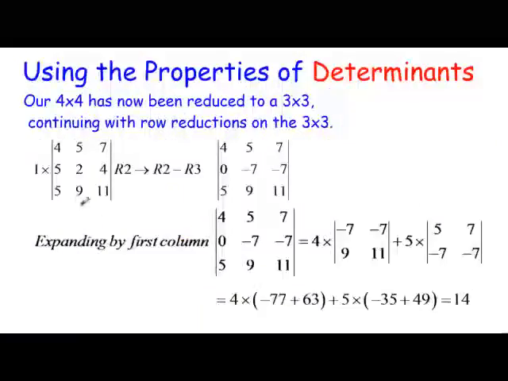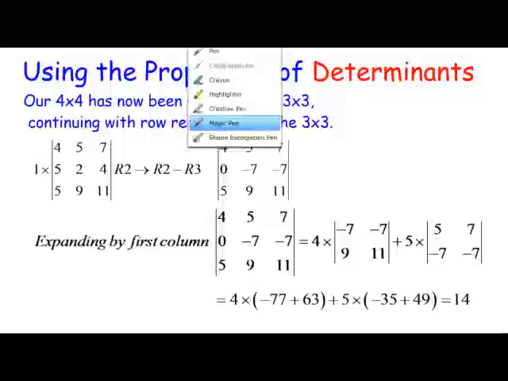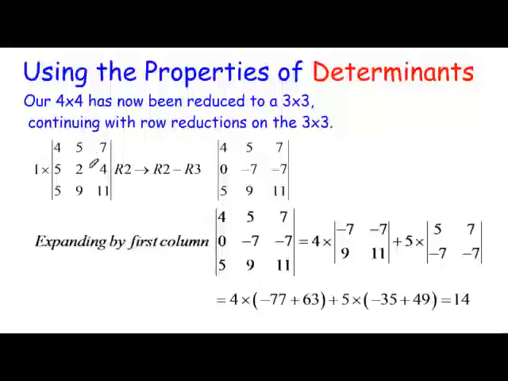Now I'm also going to work on the 3 by 3 and reduce. You can see we've got a 5 and a 5. So we're going to go row 2 becomes row 2 minus row 3. If we just take this row off that row, 5 minus 5 is 0, 2 minus 9 is -7, and 4 minus 11 is -7. That's a good start. Then we can expand it by the first column again, using the 4.